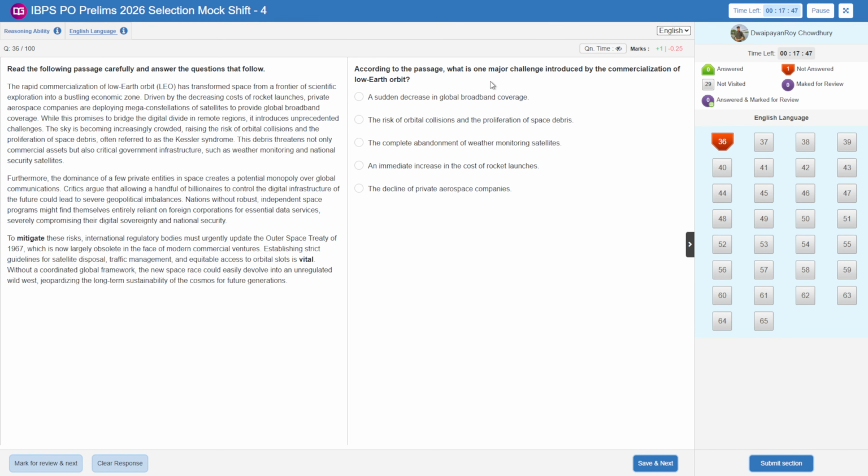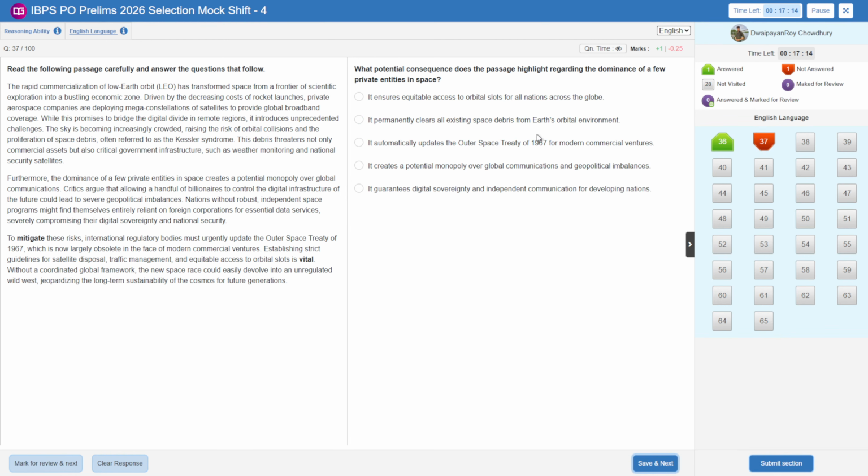According to the passage, what is the major challenge introduced by the commercialization of low Earth orbit? One major challenge introduced by the commercialization. Okay, a sudden decrease, okay, risk of collision and proliferation, complete abandonment, and immediate increase in the cost, decline in private. The risk of orbital collision, proliferation of debris.